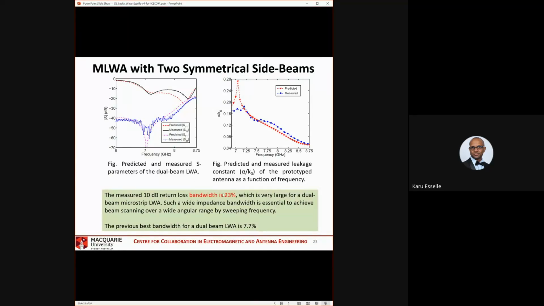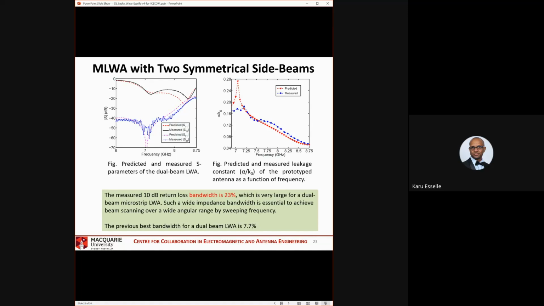So 10 dB return loss bandwidth is 23% here. It's very large for a dual beam leaky wave antenna. At that time, I don't know now. There may be better ones now. With the wide impedance band, this is essential to achieve beam scanning over wide angular range by sweeping frequency. So at that time, the previous best was 7.7%. So 23% was a very large improvement over the best at that time.